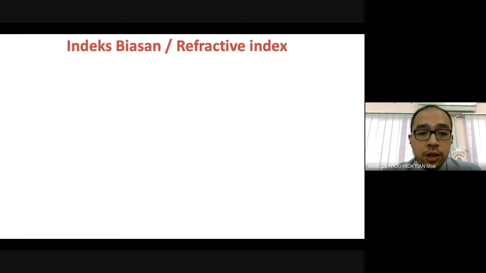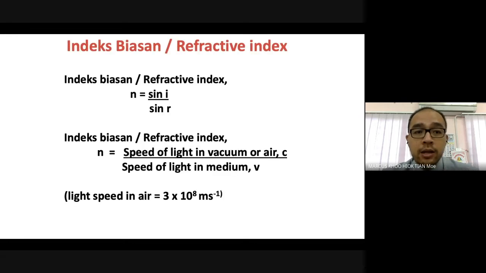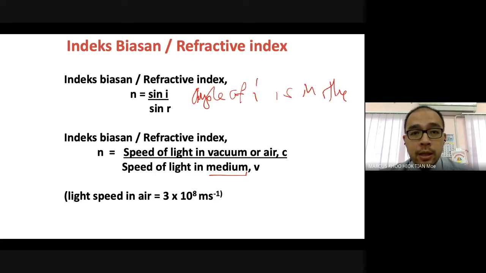So let's do a short recap. How to calculate refractive index. n equals sine i over sine r. n equals the speed of light in the vacuum or air over the speed of light in the medium. Now remember that if you're going to use sine i over sine r, you need to make sure that the angle of i is in the air or vacuum.